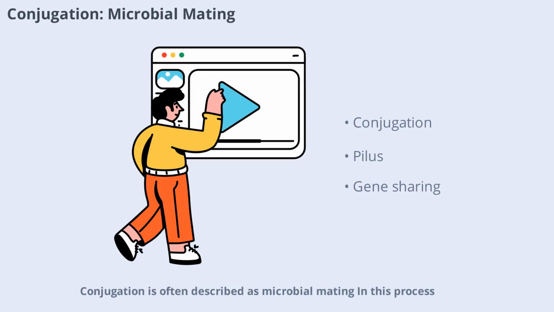Conjugation is often described as microbial mating. In this process, two microbes connect through a structure called a pilus and transfer genetic material directly. This exchange often involves plasmids, which can carry important traits like antibiotic resistance. Conjugation allows microbes to rapidly share beneficial genes, making populations more resilient and adaptable. It's a key driver of genetic innovation in microbial communities.